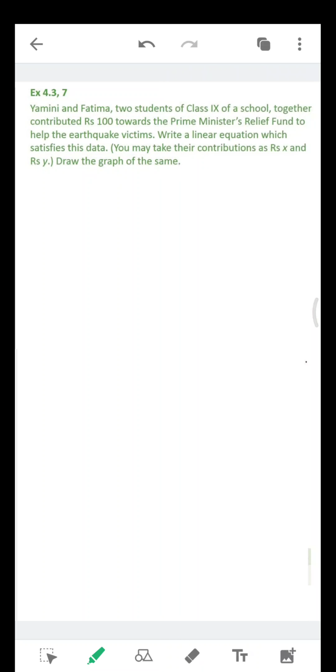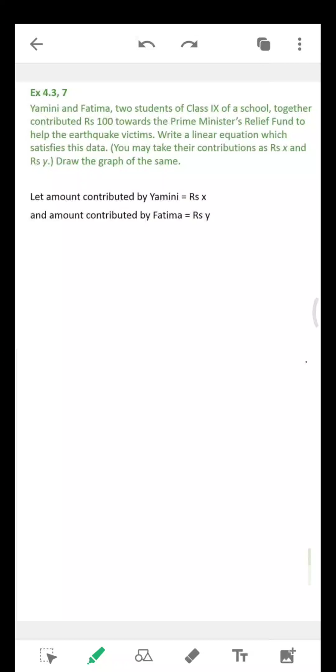Yamini and Fatima, two students of class 9th of a school, together contributed rupees 100 towards Prime Minister's Relief Fund to help the earthquake victims. So Yamini and Fatima have contributed 100 rupees. So we don't know how much each has contributed. So we have to make a linear equation for this and draw the graph for the same. So we'll begin with it.